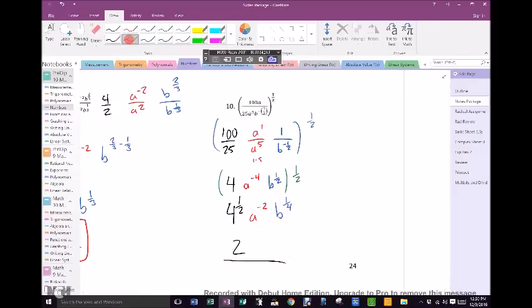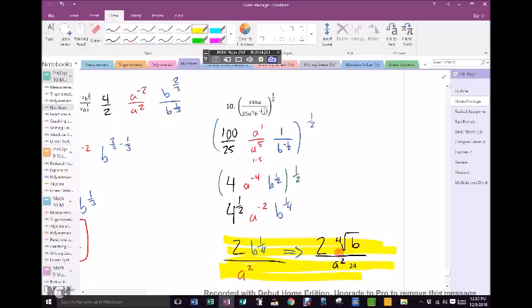Is a negative 2 allowed to be anywhere? No. So where does it go? Down to the denominator. Is b to the 1/4 okay? Yes, because it's positive. Is there another way I can write this that is just as acceptable? 2 times the 4th root of b, over a squared. Both of those are okay. Is everyone all right?